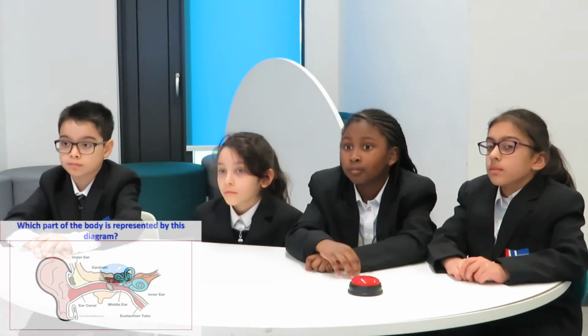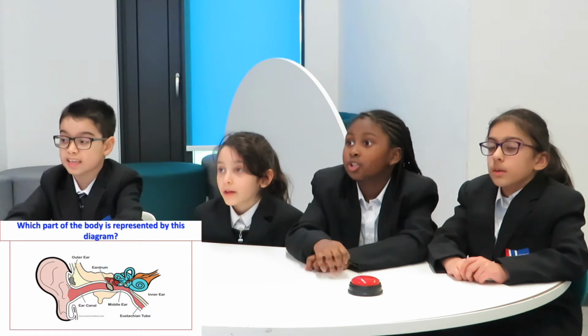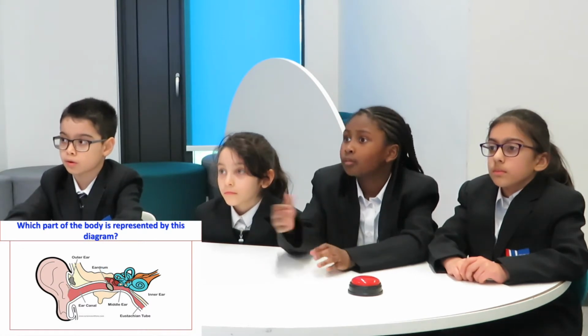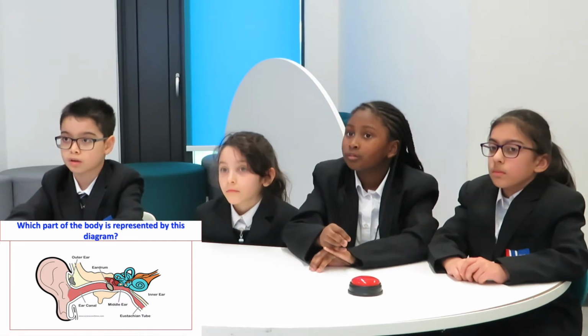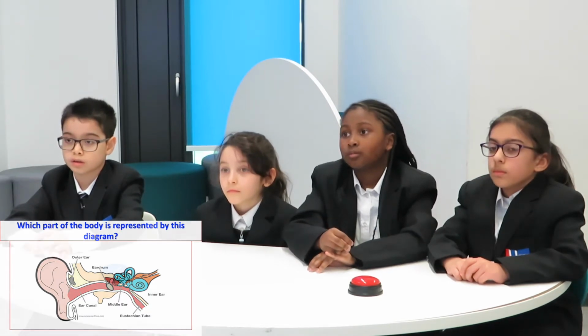Ash class. Look at the monitor. Which part of the body is represented by this diagram? Eardrum. Incorrect, it is the ear. So the eardrum is a part of it. It says which part of the body is the diagram, so the whole diagram. So if you see, the eardrum is just a part of it.